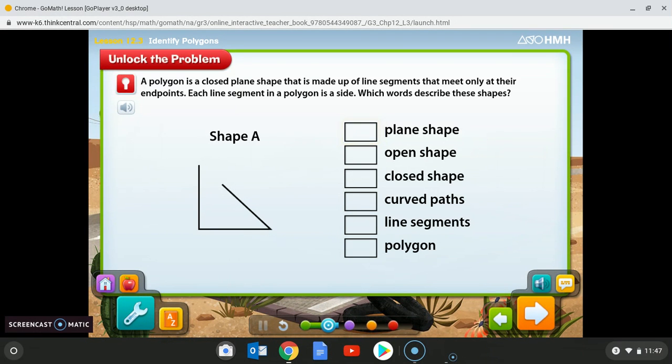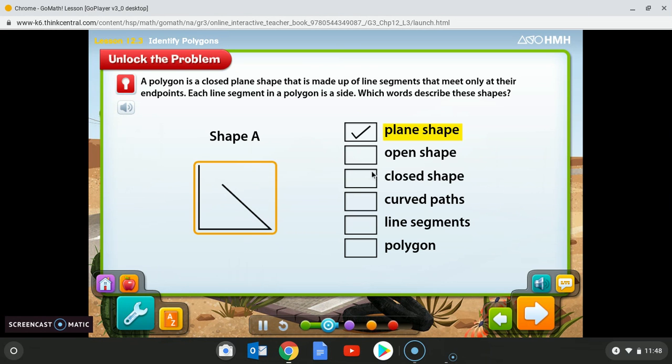So the first thing in the first lesson that I told you was a plane shape is a two-dimensional shape that we can write on a piece of paper. So if you can draw a square on your piece of paper, that's a plane shape. If you can draw this on a piece of paper and it's two-dimensional and it's flat, then that is a plane shape. So is shape A a plane shape? Can we draw this on a piece of paper? Yes, we can. So it's a plane shape.